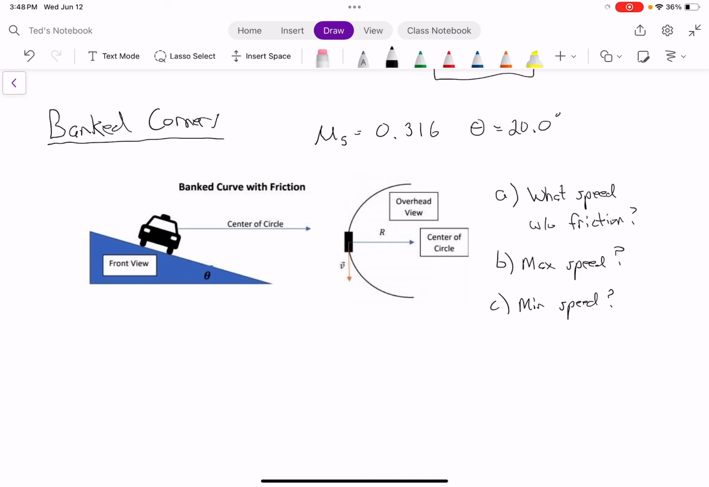Here's kind of a classic physics problem. We've got a car going around a banked corner. So if we look at the overhead view, the car is traveling around the circle in this direction. And in the front view, we've got the car moving towards us.